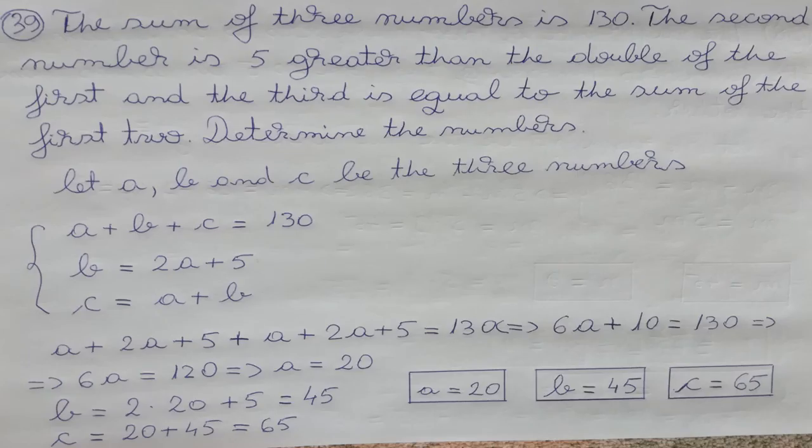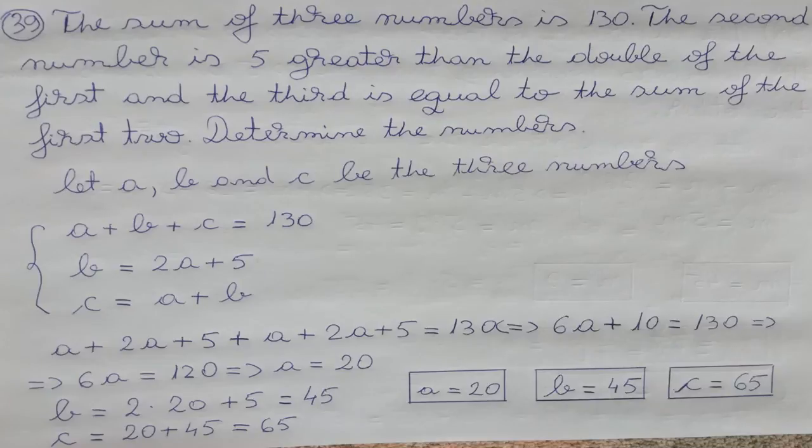Problem 39. The sum of three numbers is 130. The second number is 5 greater than the double of the first, and the third is equal to the sum of the first two. Determine the numbers. Let a, b, and c be the three numbers. We create a system of three equations. a plus b plus c is 130. b equals 2a plus 5, and c is a plus b.